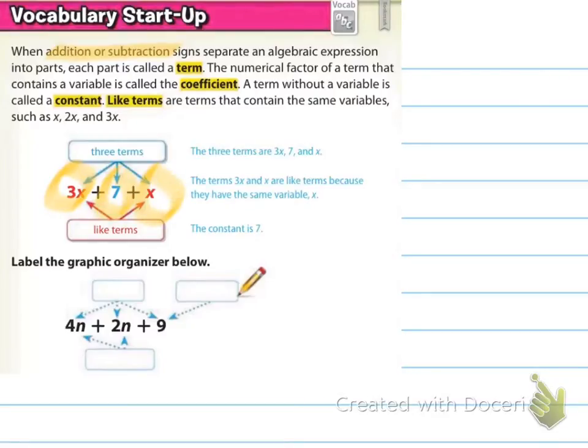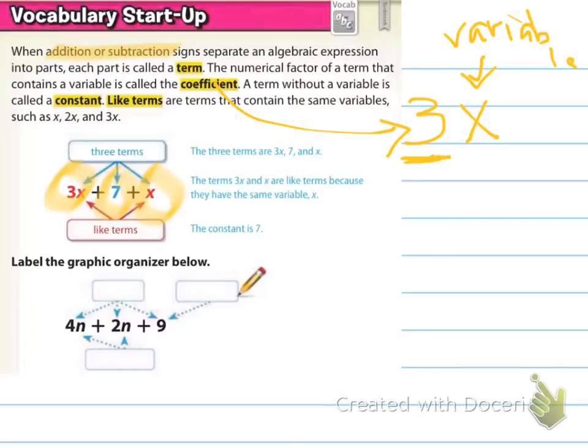The numerical factor of a term that contains a variable is called a coefficient. So let me just write a little thing over here for coefficient. If we have something like 3x, this is our coefficient, and this is the variable. Okay? So the term without a variable is called a constant. So if we're talking about just the number 7, that's a constant. That's an example of a constant. It's a term without a variable. Like terms are terms that contain the same variables, such as x, 2x, 3x.